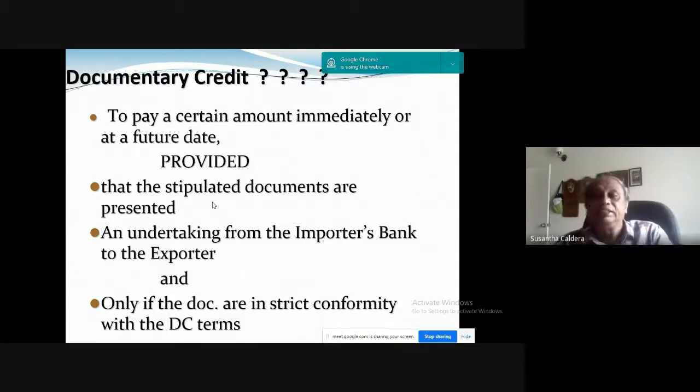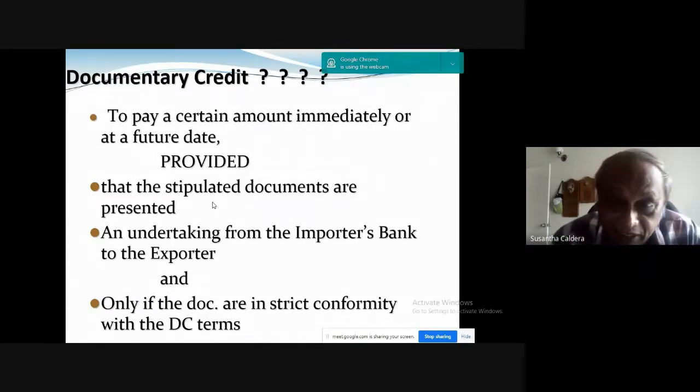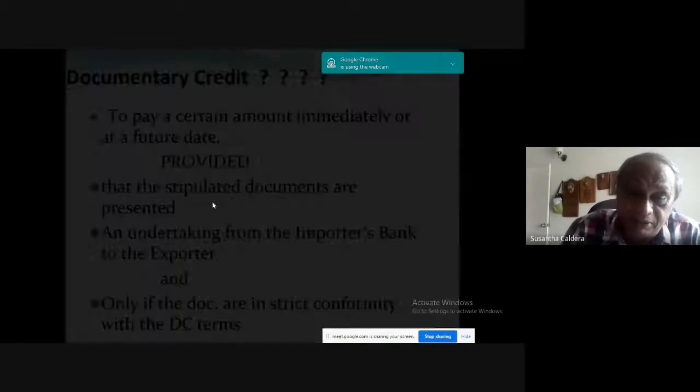Provided that the stipulated documents are presented and the undertaking from the importer's bank to the exporter, only if the documents are in strict conformity with the DC terms. If the documents are in strict conformity with the DC terms, then we will pay. That is the undertaking. So, in other words, it's a conditional undertaking, right? The issuing bank will not just pay. They will pay only if the documents are in strict conformity with the DC terms, right?